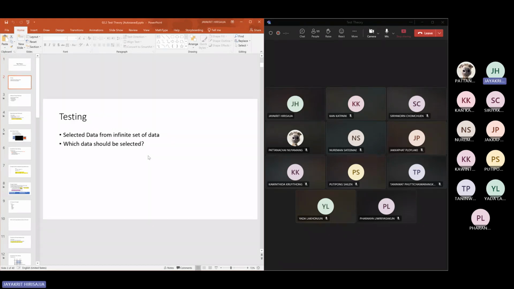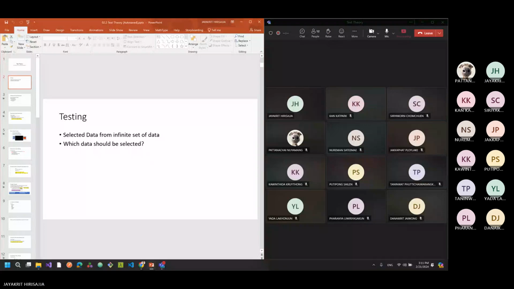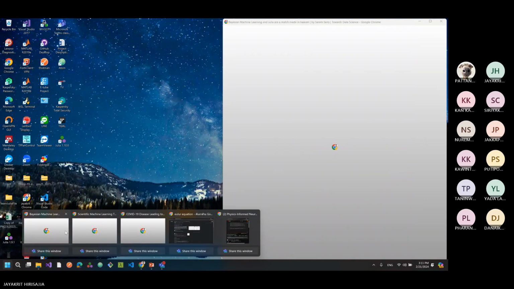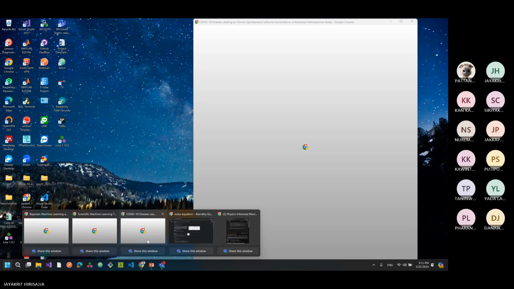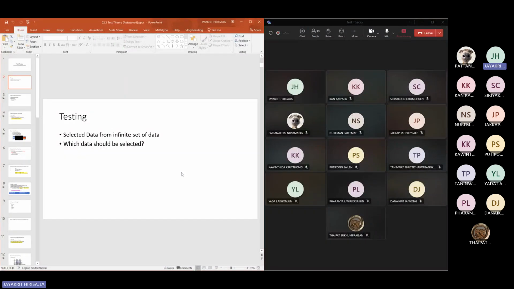Just like what I described on Monday, testing is what should we do? The simple process can be explained as selecting data from the infinite set of test data. So what kind of data should we select that is proper for our test? How can we know? How can we select the proper data for test?